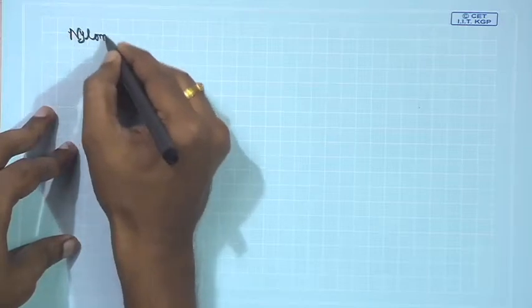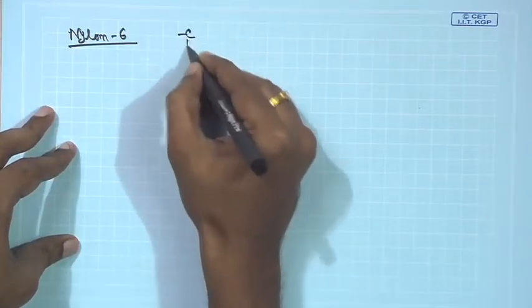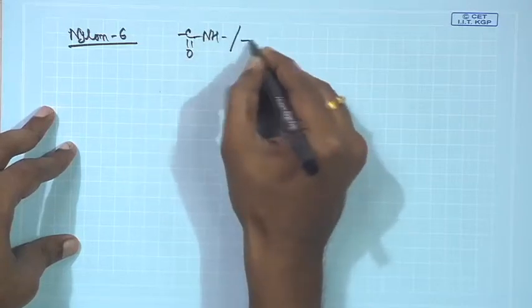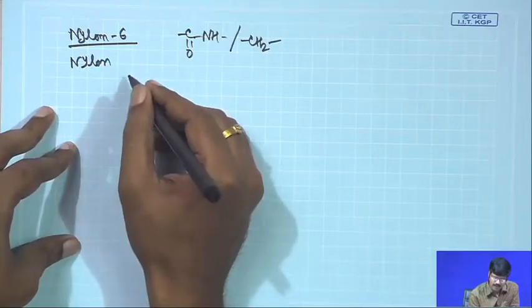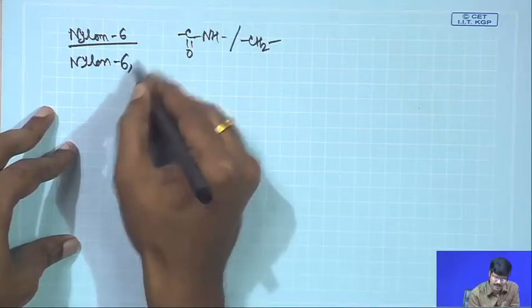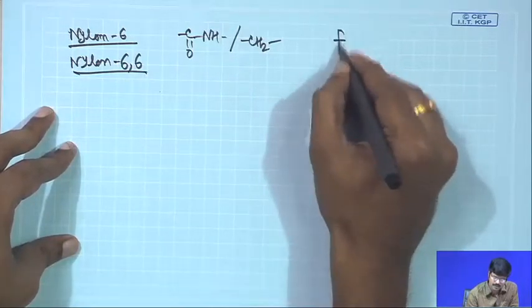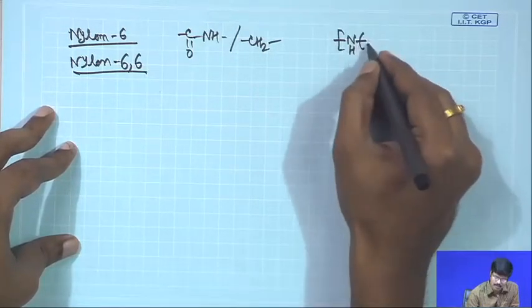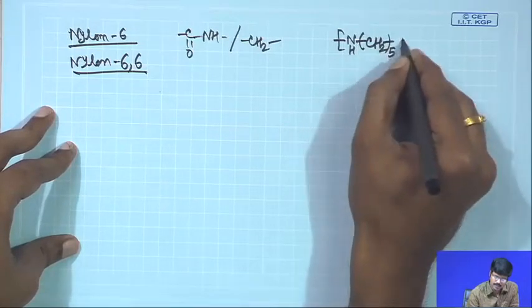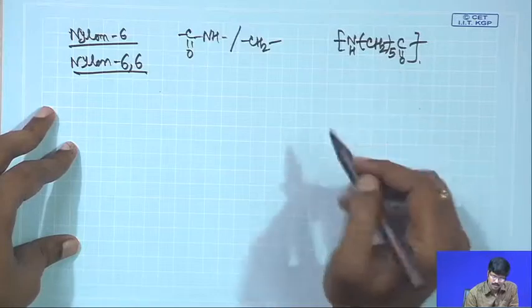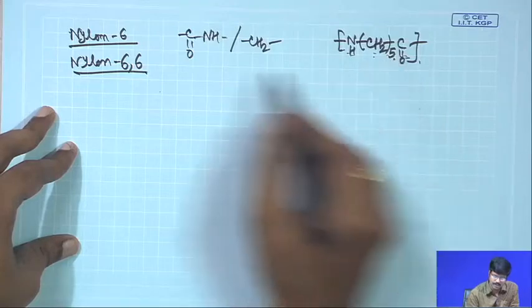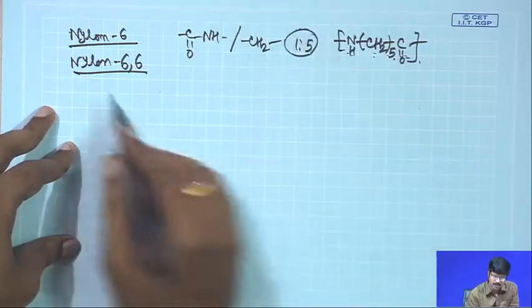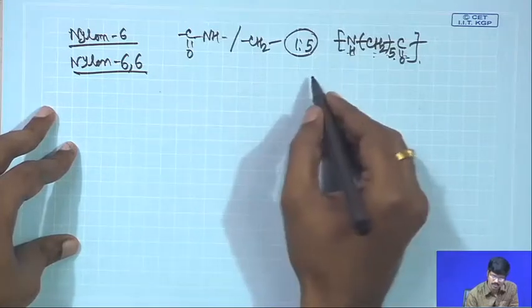So, that is what I was telling: if you compare nylon 6, the ratio of CONH unit with respect to the number of CH2 units, with nylon 6,6. So, for nylon 6, what is the formula? It is NH CH2 whole 5 CO. How many carbon atoms are there between the amide units? 5 carbon atoms always. So, this ratio is 1:5. For nylon 6,6, this ratio is also 1:5.